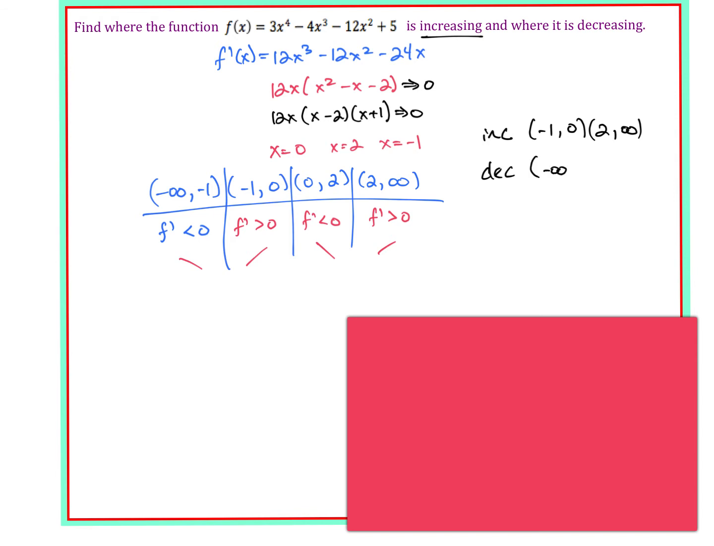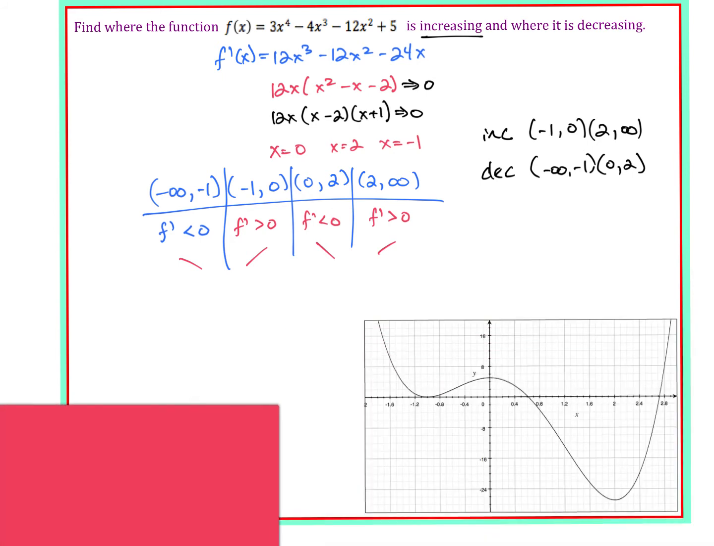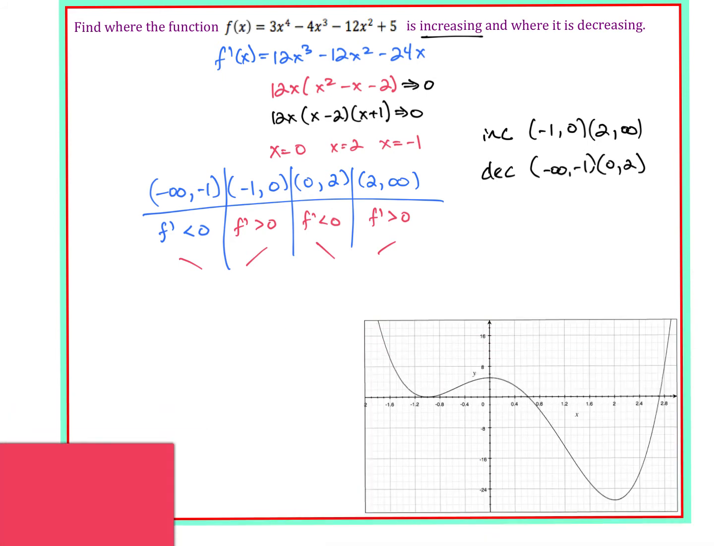Negative infinity to negative 1 and 0 to 2. All right. And so if we look at our little graph, doesn't this make sense? It's going down until negative 1, and then it goes up until 0, and then it goes down until 2, and then it goes up from 2 to infinity. All right. See how that worked? All right. Fantastic.